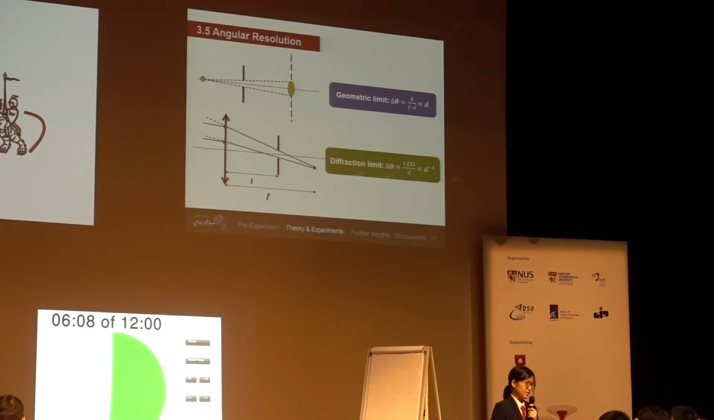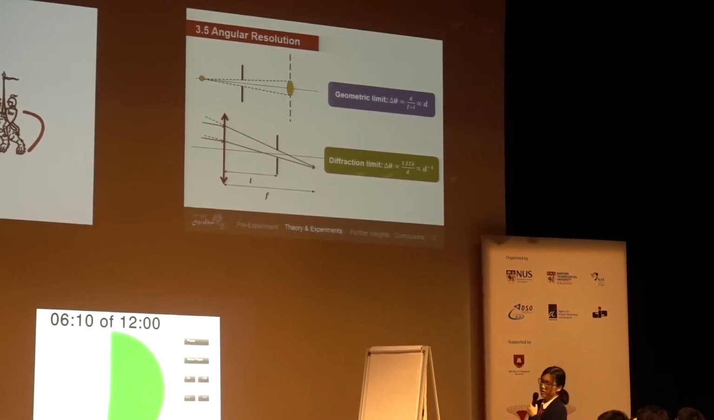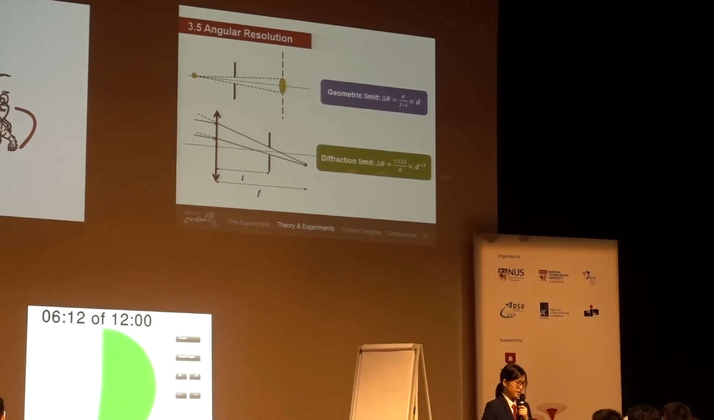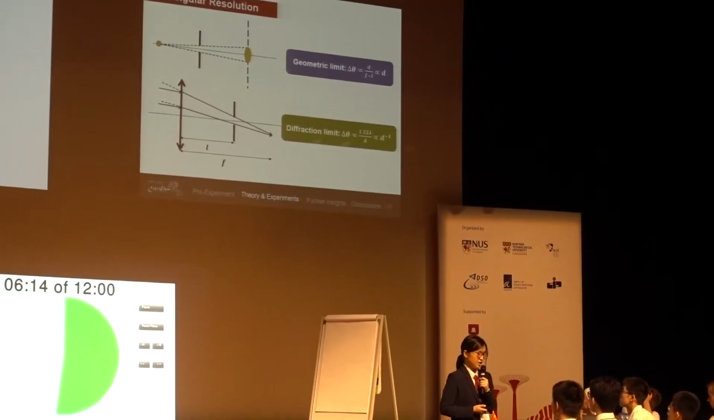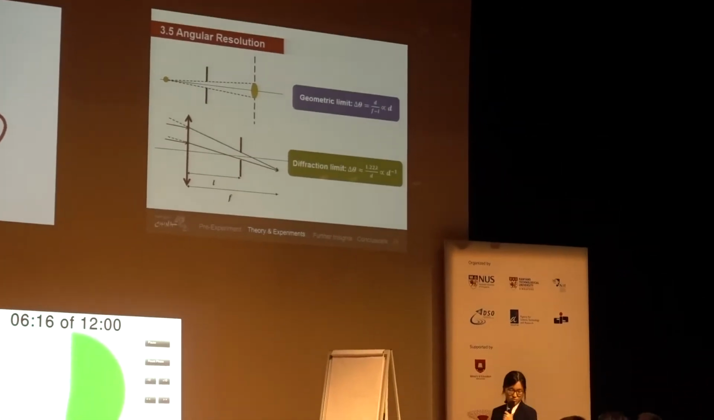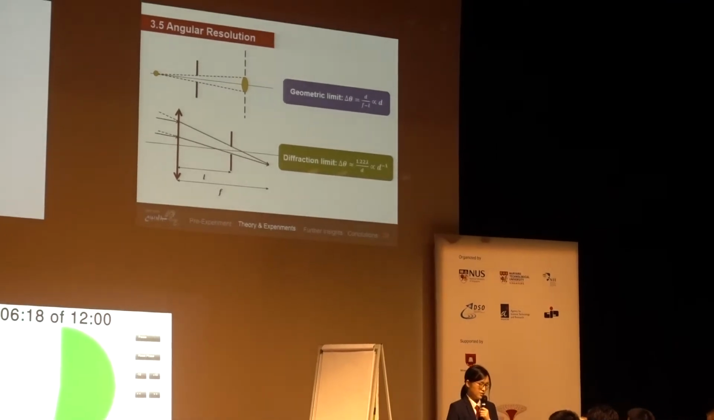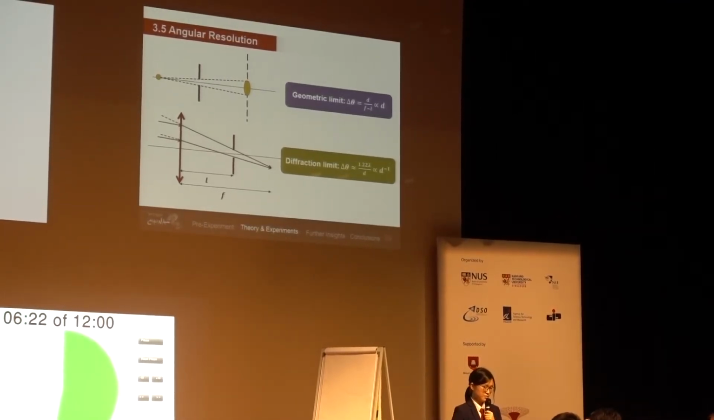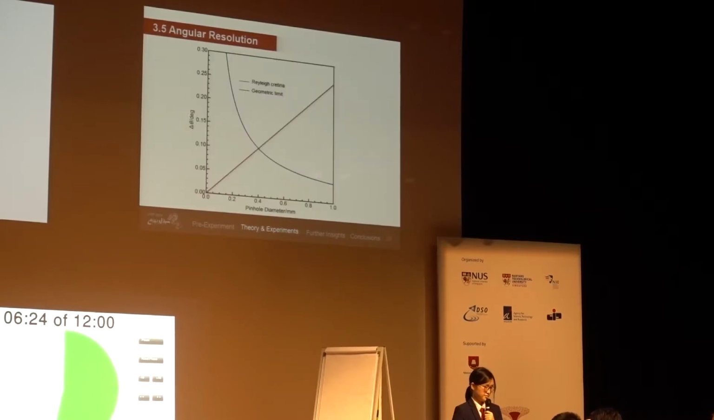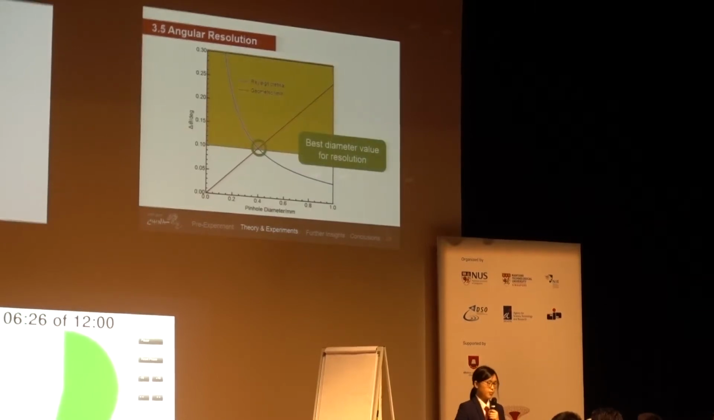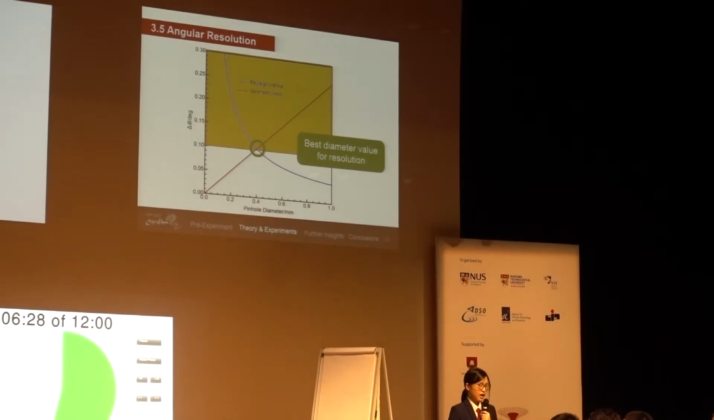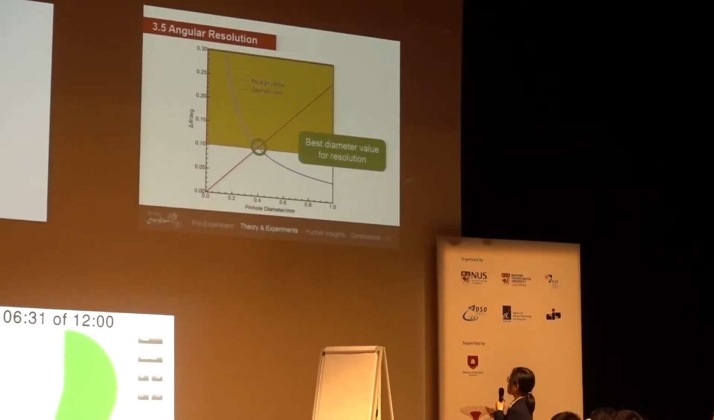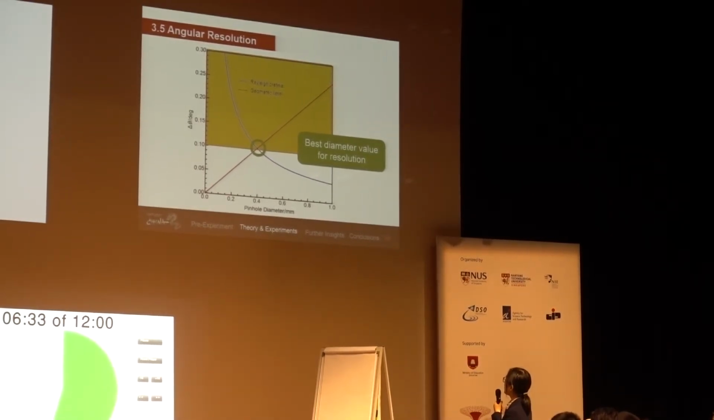The geometric limitation can be written as this. And simply considering the Rayleigh criterion, we can write the diffraction limitation as this below. And we found that the first is inversely proportional to D, and the second is proportional to D. And if we plot these two lines and take the maximum of the limitations, we can get the exact diameter value for the best resolution.